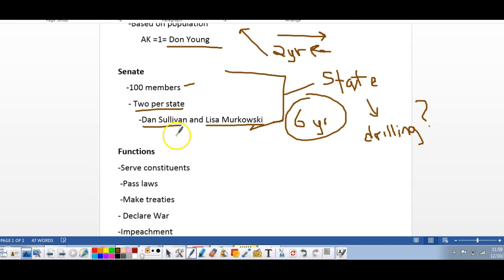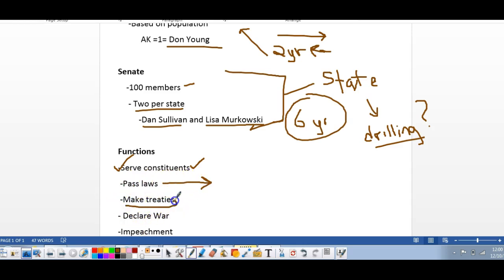Again, means two. The functions of all of these, really, though, the first one is to serve their constituents, the people that elected them. The House goes more to personal, the Senate goes more to the state. They're also, probably one of the main ones, to pass laws. So if a new law needs to come in and affect something like the drilling in the Arctic Wildlife Refuge, they might pass some new laws to help make that easier. And Dan Sullivan and Lisa Murkowski might sponsor those bills, bring them to the floor, get them voted on, and get the process rolling. Okay, so that's kind of their main function.